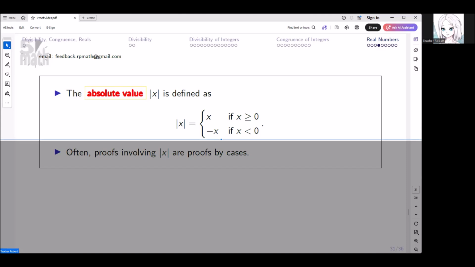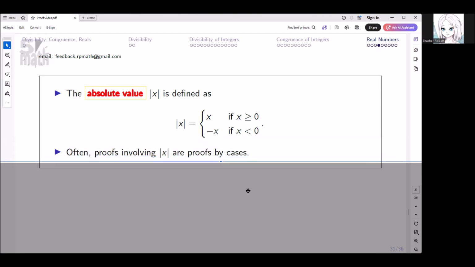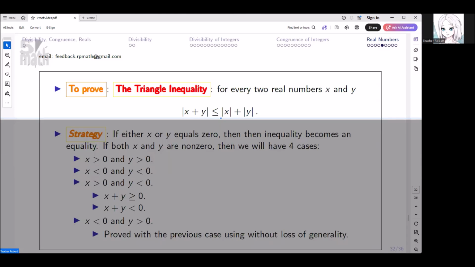The absolute value is defined as absolute value of x equals x if x is greater than or equal to 0, and negative x if x is less than 0. Often proofs involving absolute value of x are proofs by cases. To prove the triangle inequality: for every two real numbers x and y, the absolute value of x plus y is less than or equal to the absolute value of x plus the absolute value of y.